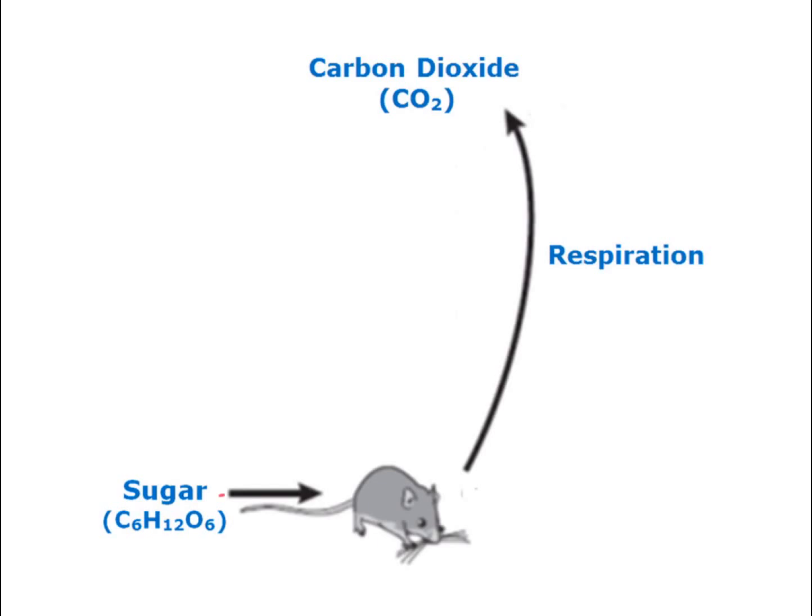Animals and other consumers eat the sugars that are produced by plants. They release the energy that's found in these sugars through the process of respiration and return the carbon dioxide gas back into the atmosphere.